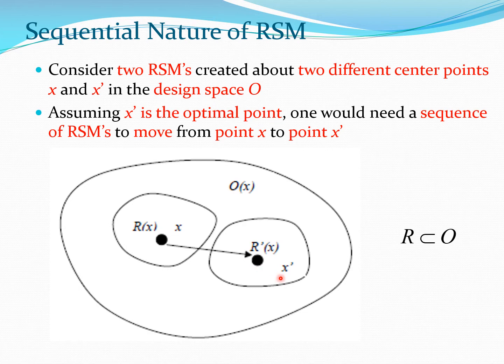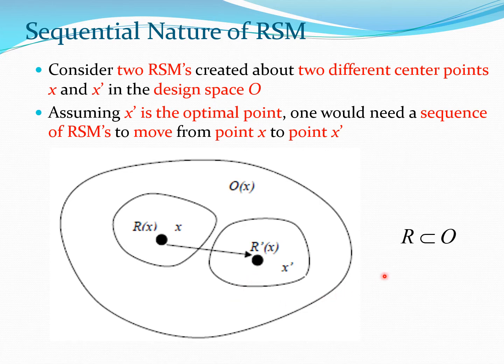So essentially what this means is that if you are going to go from a point X to a point X dash, you need to create a sequence of response surfaces. So at a very generic level, if you are at point X and your actual optimal solution is at point X dash, you will need to have a path to this particular point using a sequence of response surfaces.